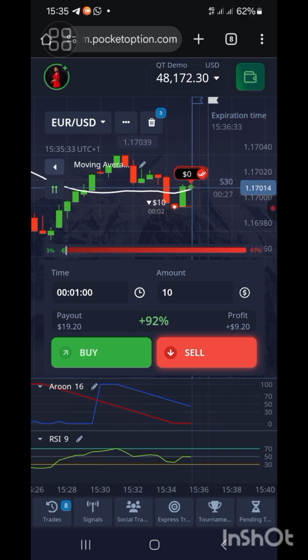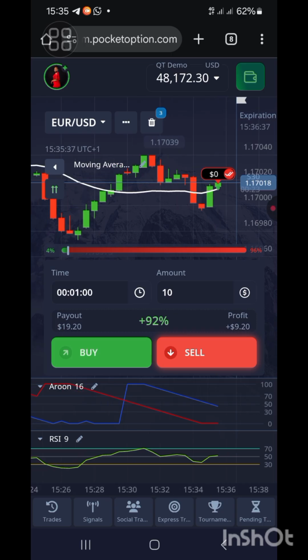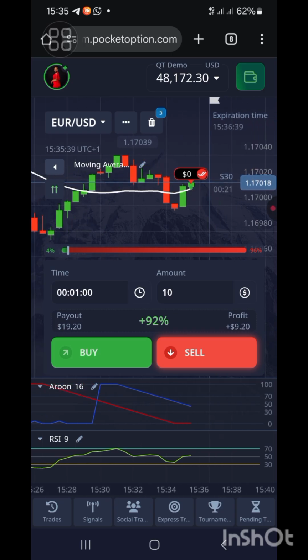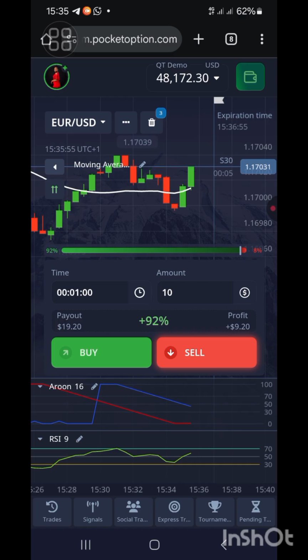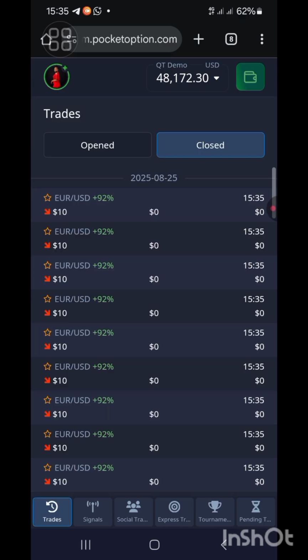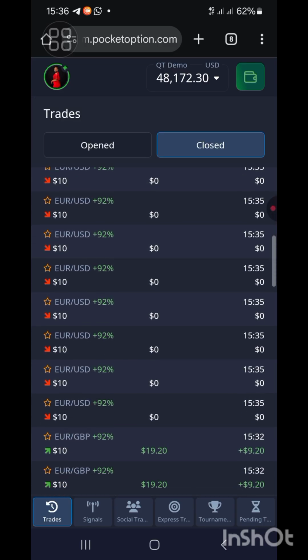Good. Okay, so which means you have to wait for the three indicators to give you the signals, because right now I only took the signal on 2 indicators and it was not profitable. So it boils down to being patient.